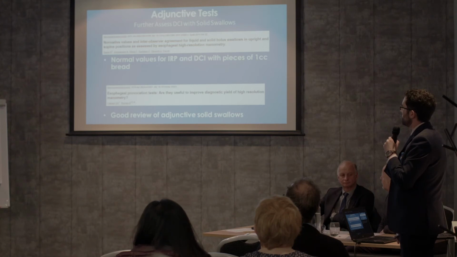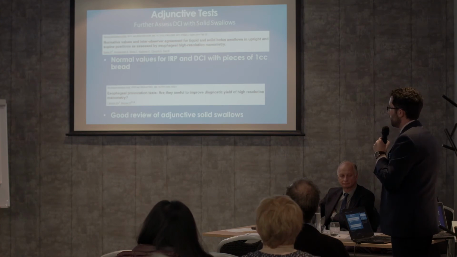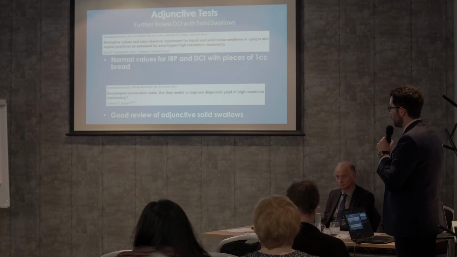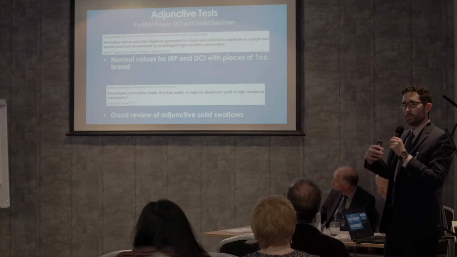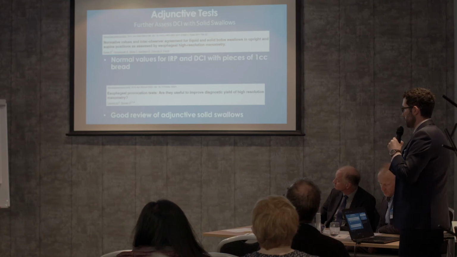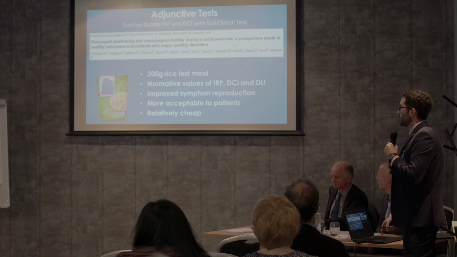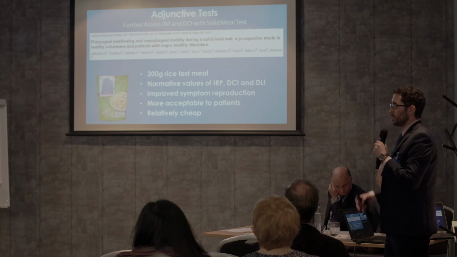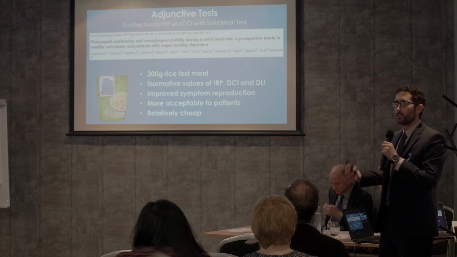The last type of adjunctive test is using the solid swallows. Normal values for using a 1 centimetre cube piece of bread have existed for quite some time. And that review at the bottom there by Carlson and Roman will give you a look, they look at studies that were done on bread swallows, on the viscous swallows, and on rice as well. And I think it's that latter one that is going to get you the biggest bang for your buck. So doing the rice, sort of the easiest way to achieve the most that you can.